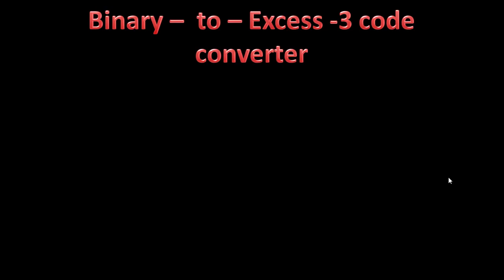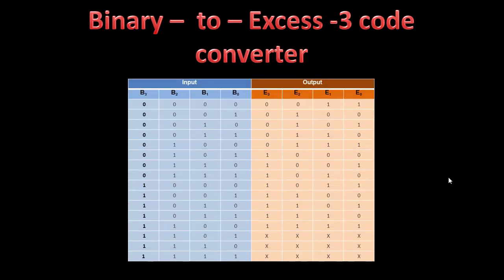Now let us see the truth table. In this truth table there are 4 inputs and 4 outputs. The last 3 outputs, as we can see, are X, which means a don't care condition. Don't care conditions are those where we don't care what output we get for the given input conditions.